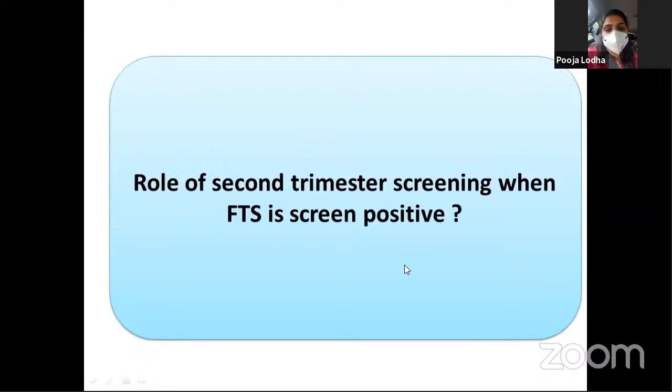And like ma'am says, even if the NT normalizes, it does not take away the risk you had initially assigned to that lady. So do not send repeat NT scans to see if the nasal bone has appeared or if the NT has resolved, because these are all transient and dynamic markers. And the reason they've been allotted at that particular CRL, there is a reason. They were studied at that time and found to be the most effective.